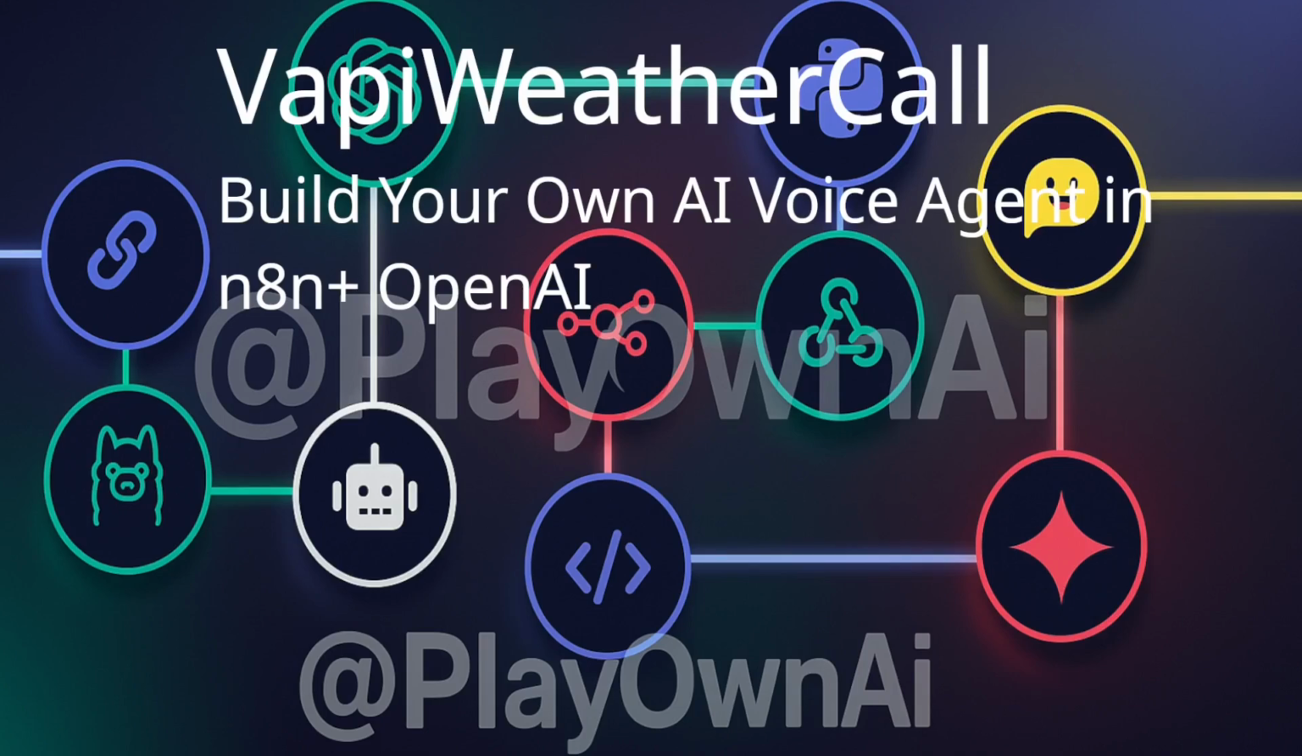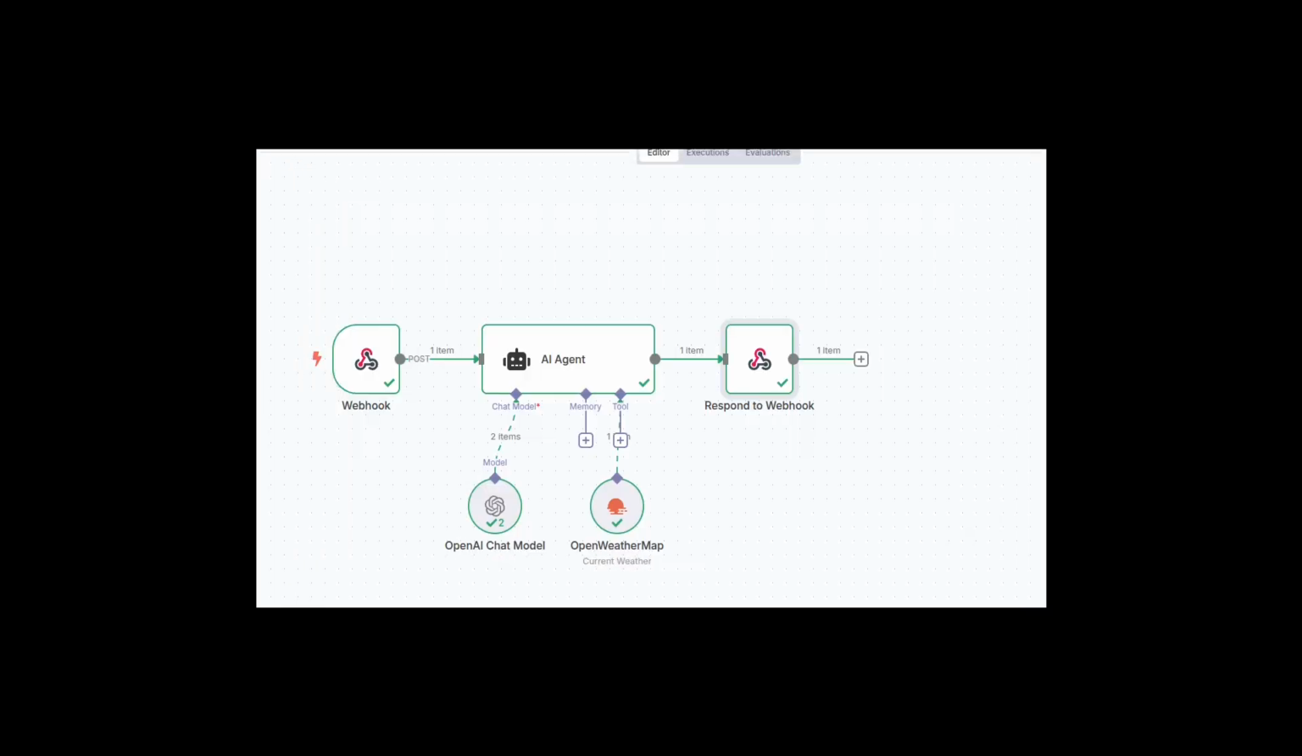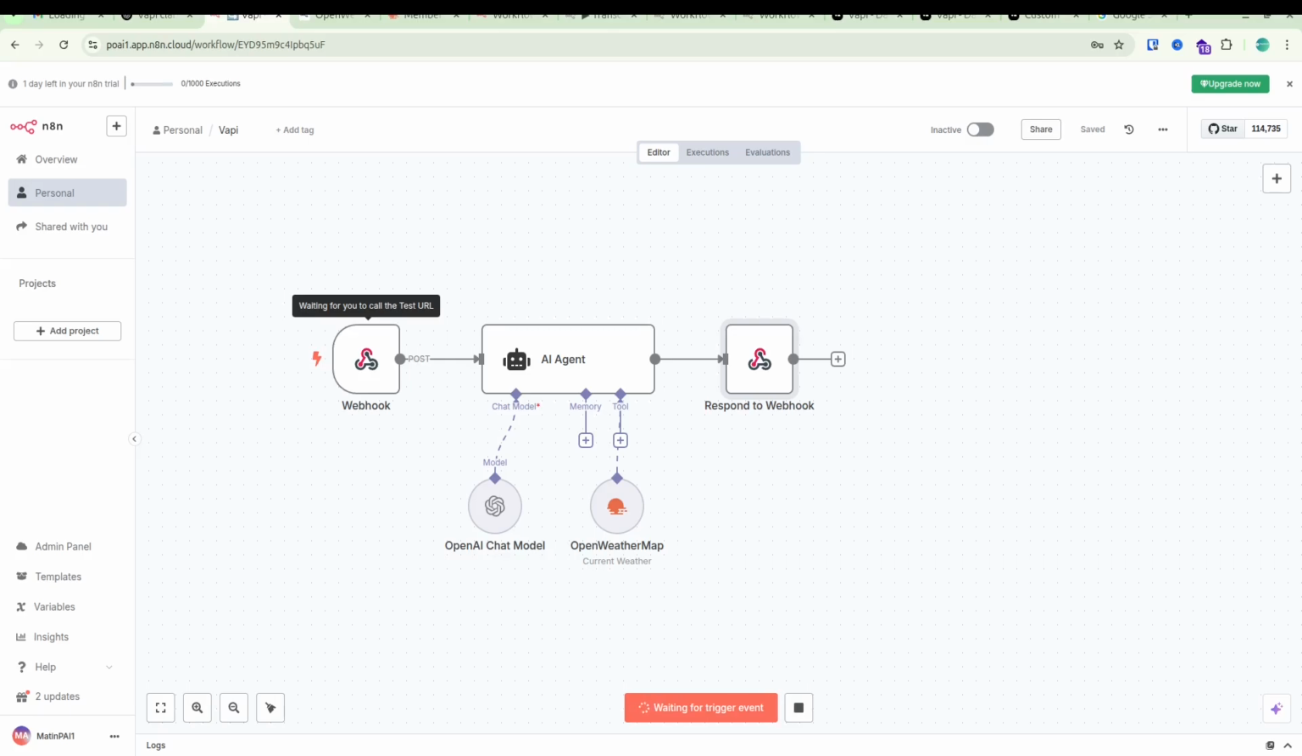We'll build VapiWeatherCall, that AI voice assistant using Vapi, N8N, OpenAI, and OpenWeatherMap. It's simple, smart, and real-time. Final workflow overview. Now let's walk through the final workflow of our VapiWeatherCall project.